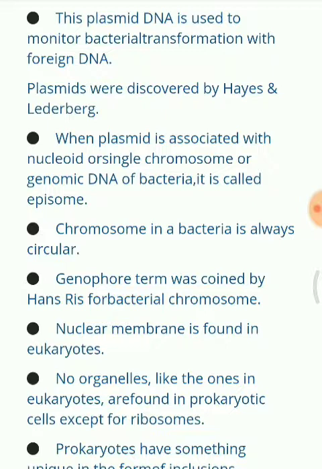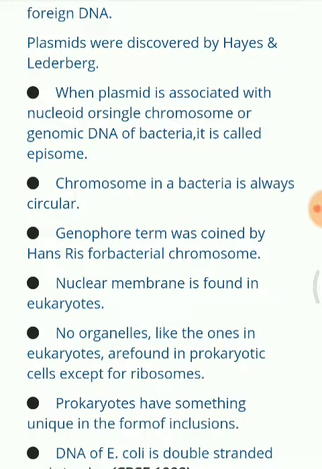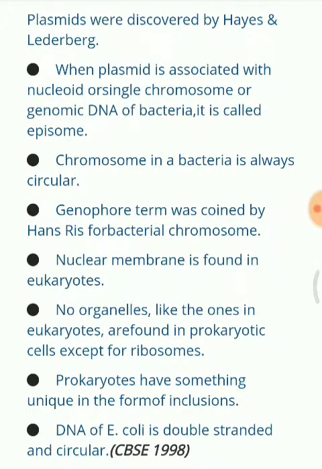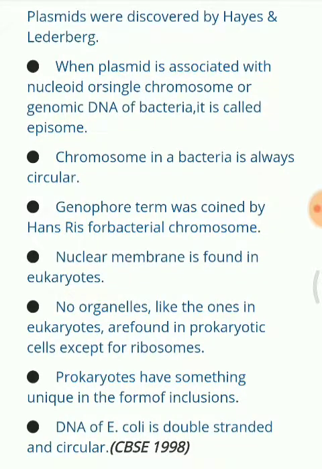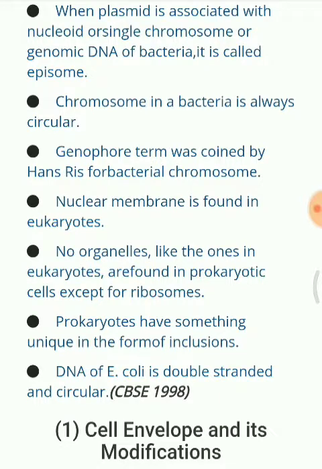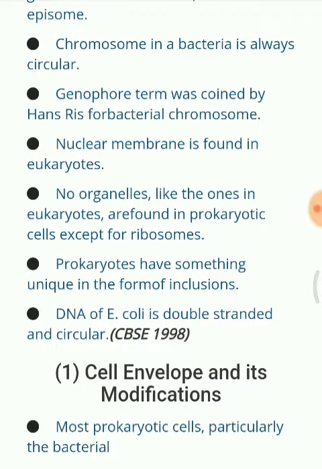The chromosome in a bacterium is always circular. The term genophore was coined by Hans Ris for the bacterial chromosome. Nuclear membrane is found in eukaryotes. No organelles like the ones in eukaryotes are found in prokaryotic cells except for the ribosomes. Prokaryotes have something unique in the form of inclusions. The DNA of E. coli is double-stranded and circular.